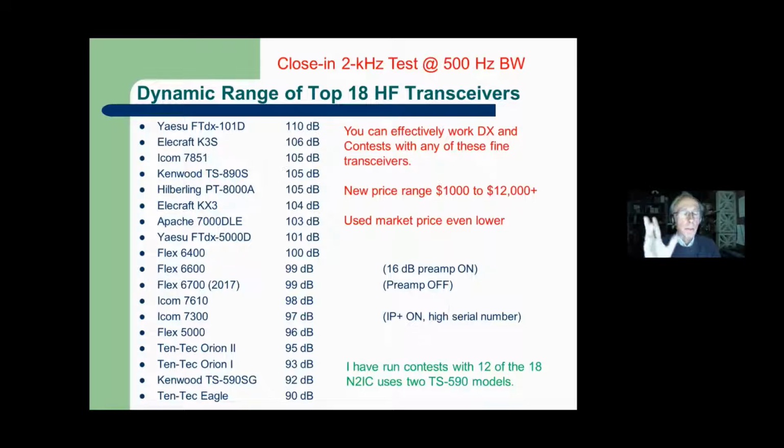And you can win contests, you can work DX, you can rag chew with any of these and not say, is my radio really going to be a limit? Not very often. Of these 18 separate models, I've used 12 of them in at least one contest and sometimes more. If you are a contester and know N2IC, Steve London, he's down in New Mexico, and he has a pair of TS590s. And that's certainly a modestly priced radio today. I think the new price is $1,250 or something like that. And of course, available in the used market.